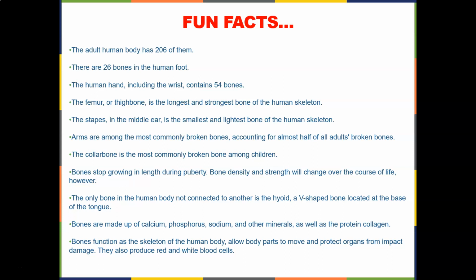So let's see. The adult human body has 206 bones, 26 bones in the human foot. The human hand, including the wrist, contains 54 bones. The femur or thigh bone is the strongest and longest bone of the human skeleton. The stapes in the middle ear is the smallest and lightest bone of the human skeleton.